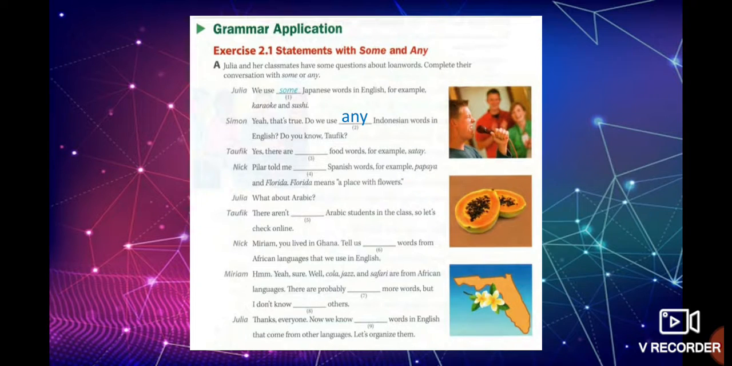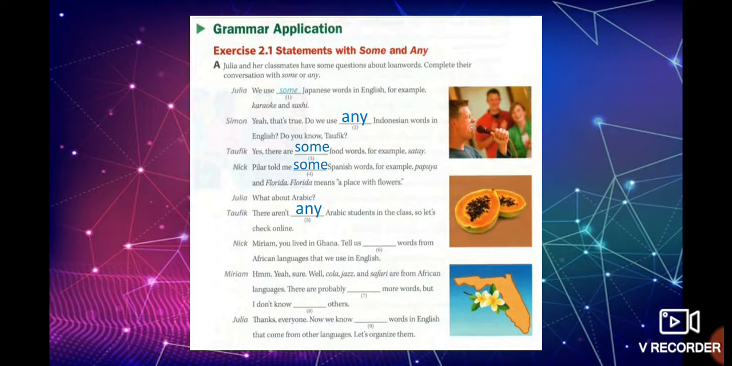We use any because this one is a question, so you use any in interrogative sentences. Yes, there are some food words, for example satay. Pilar told me some Spanish words, for example papaya in Florida. Florida means a place with flowers. We use in this case the quantifier some. What about Arabic? There aren't any, because it's a negative statement. There aren't any Arabic students in the class.